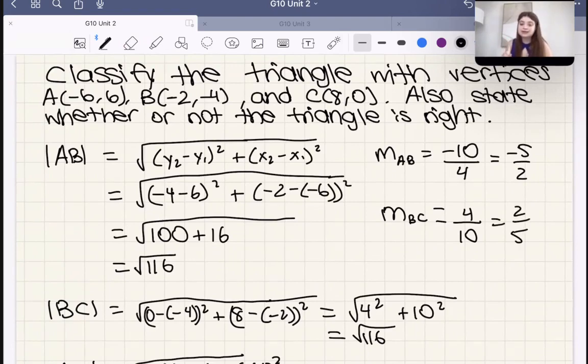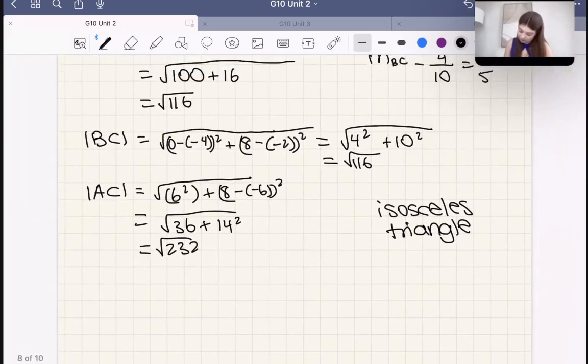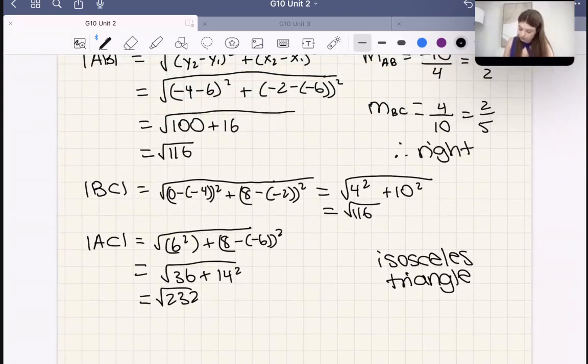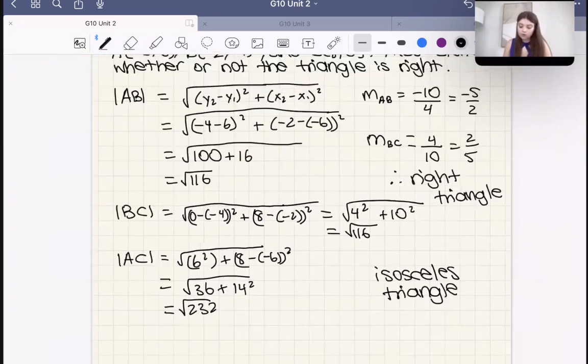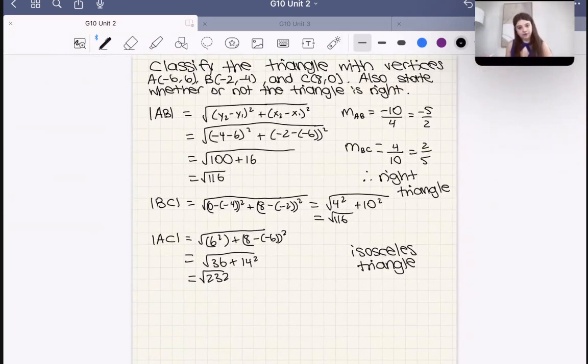So therefore, this is a right triangle. So overall, we know that this is a right isosceles triangle, right? We know it's isosceles because 2 of the 3 sides are the same, and we know it's a right triangle because we showed that the slope of AB and the slope of BC are negative reciprocals of one another, and that means that they cross at 90 degrees, which makes this a right triangle, right? Because a right triangle is a triangle with a 90-degree angle in there. So there we go. We did it.